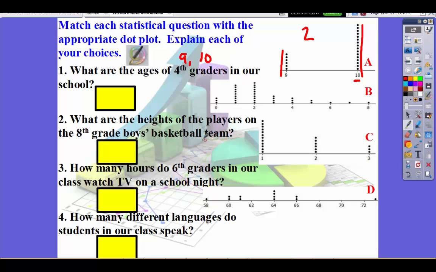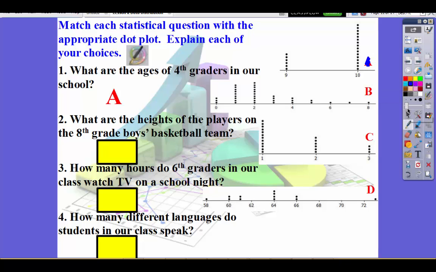What are the heights of players on the 8th grade boys basketball team? Can a boy be 9 feet tall, 9 inches tall? Not likely, so it's not going to be this one for A. How many hours do 6th graders in our class watch TV on a school night? Well, do we think everyone watches either 9 or 10 hours? Probably not. So it's not going to be this one either. How many different languages do students in our class speak? I don't know anyone who speaks 9 languages or 10. So this one right here, the only one that makes sense is with question number 1. I'm just going to cross it out now so we know that we've used it.